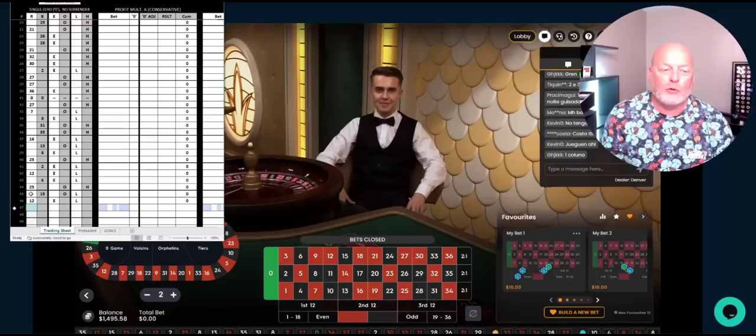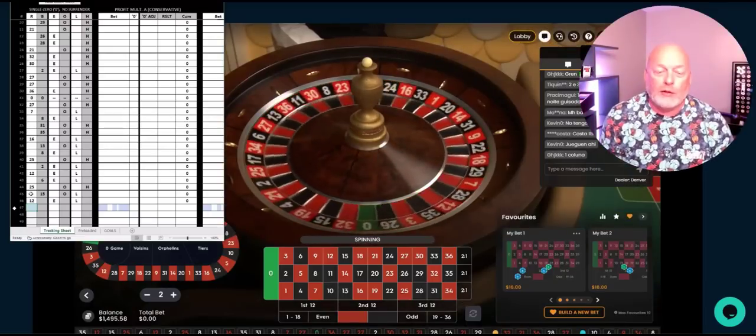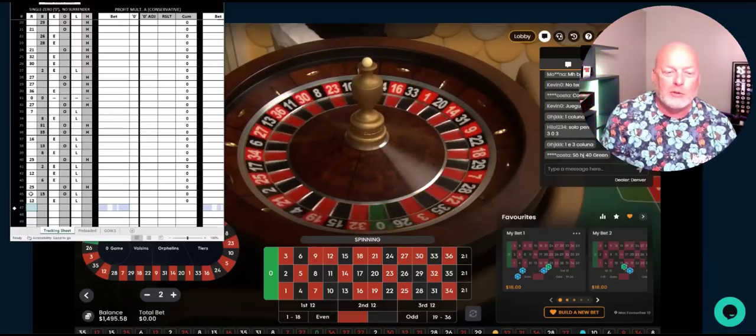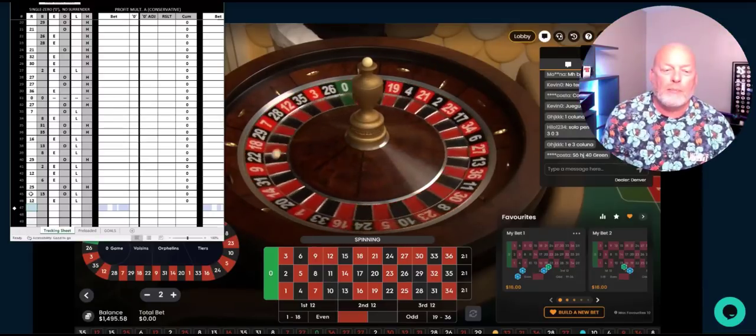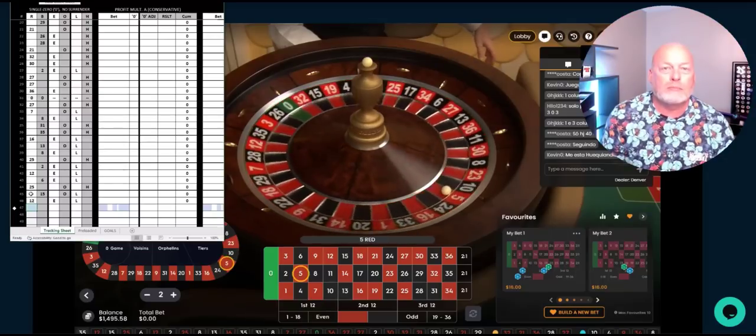Let's see if this one goes low. See if I would have just made more money. Or it could go 19 through 24. Just as good with that, because that also would have been a $5 win. And it went low.